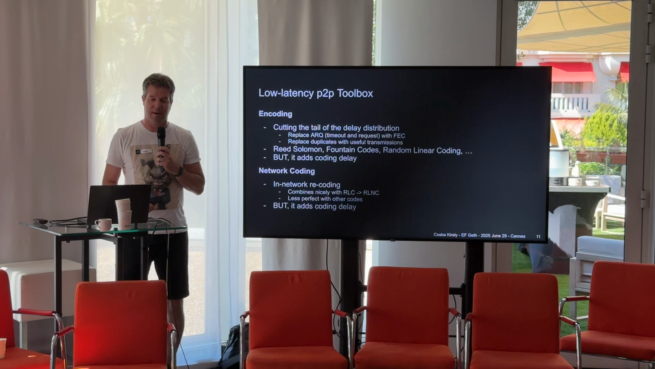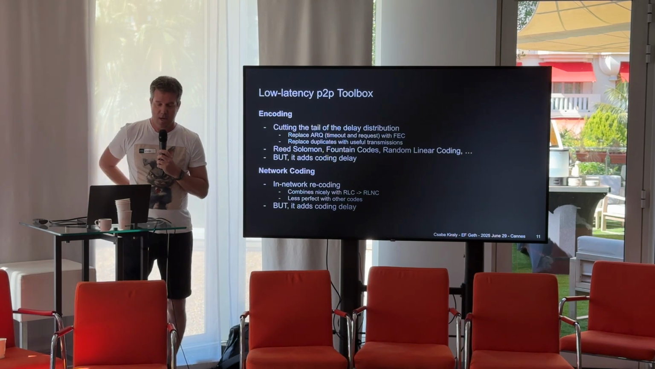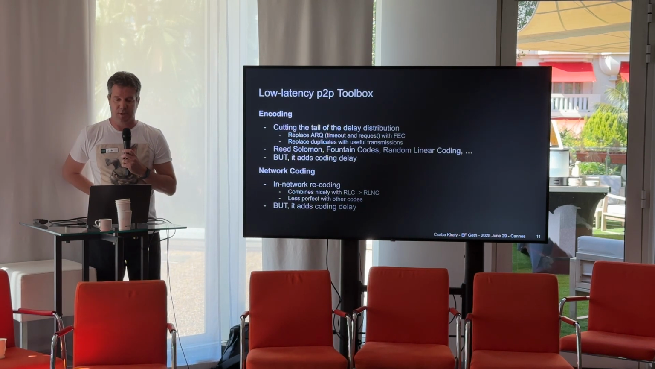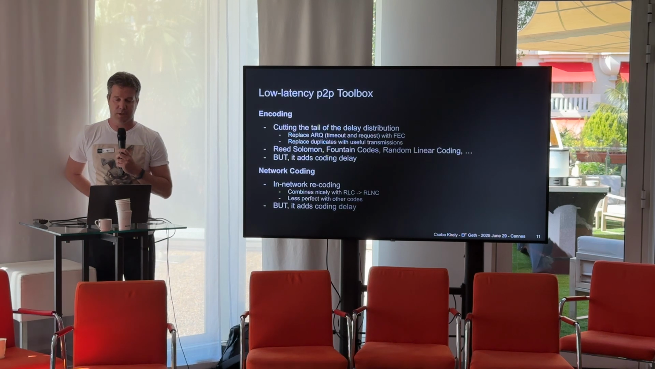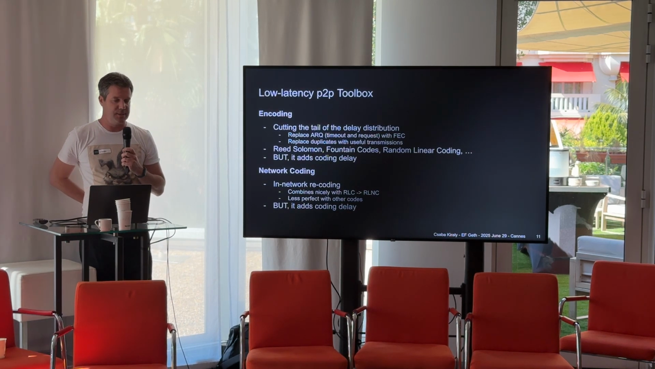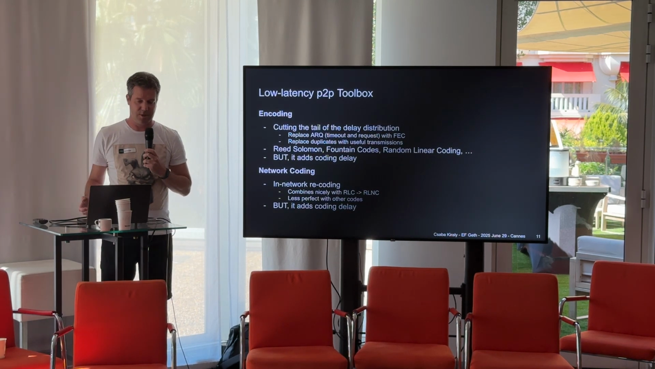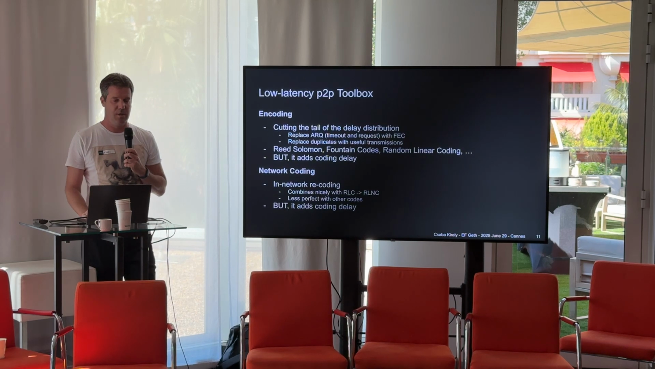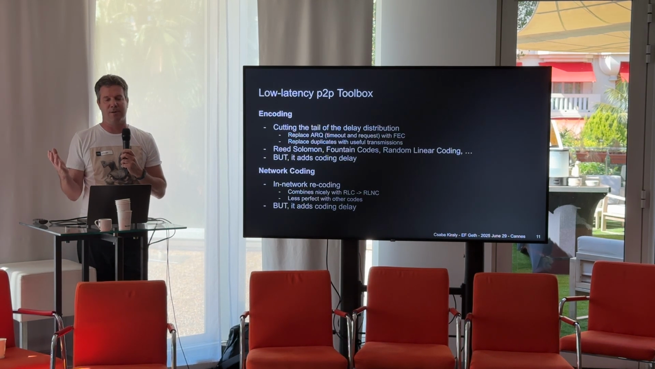Next one, encoding. We love this. So encoding, Reed-Solomon encoding, fountain codes, random linear coding. These are techniques that we usually use in communications, and it was not really used here. And what you achieve here, basically what I typically call it, you are cutting the tail of the delay distribution.